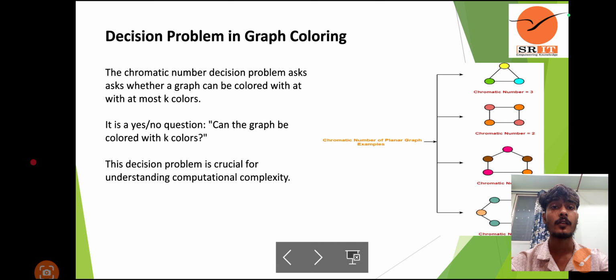Decision problem in graph coloring. The chromatic number decision problem asks whether a graph can be colored with at most k colors. It is a yes or no question. Can the graph be colored with k colors? This decision problem is crucial for understanding computational complexity.